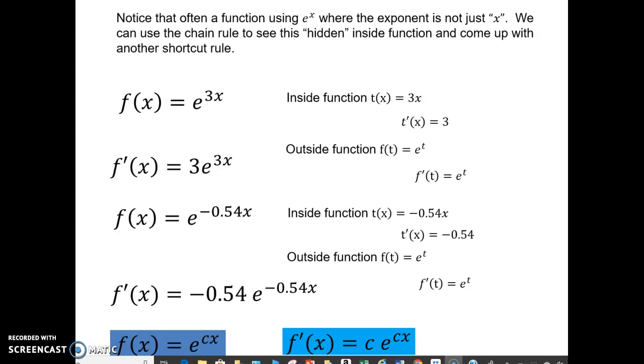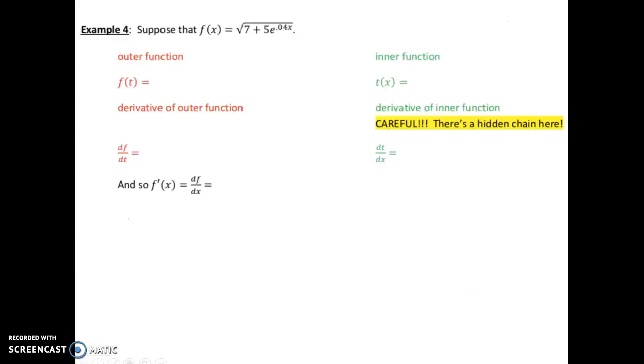So let's look at a couple more examples. I'm doing the Leibniz way again here in this example. I look at this and say, okay, the inside function would be 7 plus 5e to the 0.04x, noticing again right here that I have that mini chain rule. But then I'm going to take this and say, okay, how could I rewrite this outside function? It could be written as t to the 1/2 power.